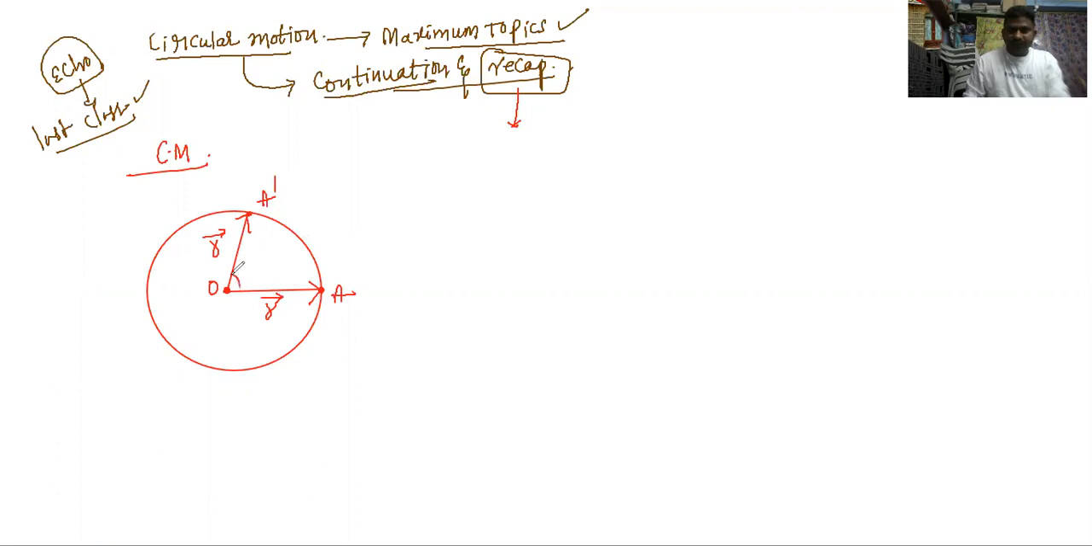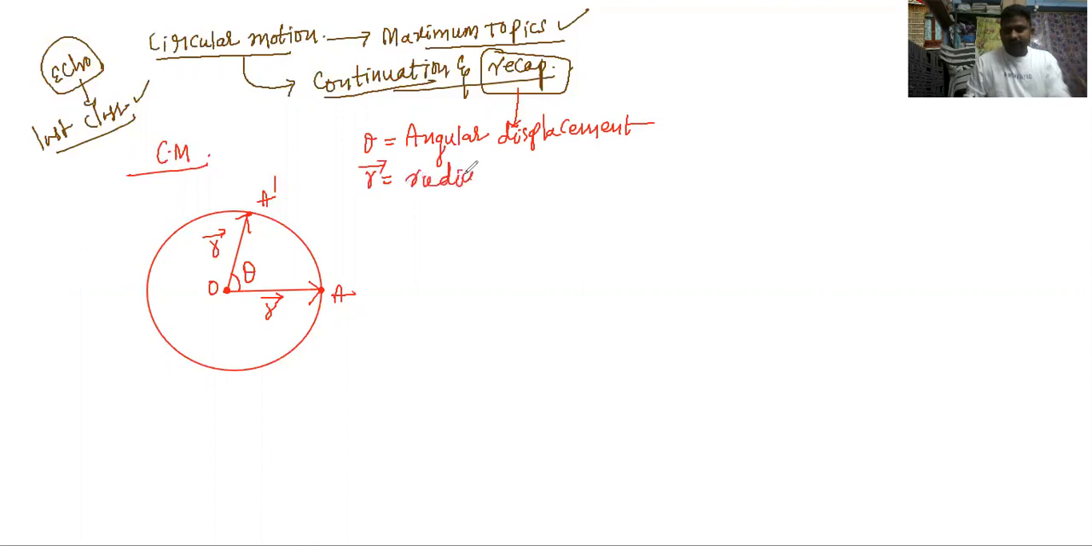And there is an angle theta here. So this theta is called angular displacement. Will you agree with this, my dear students? So this is called angular displacement, where r bar is a radius vector.